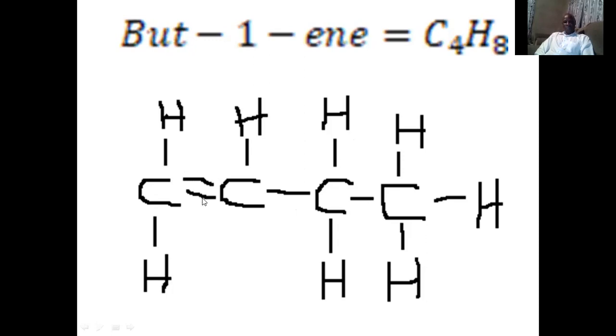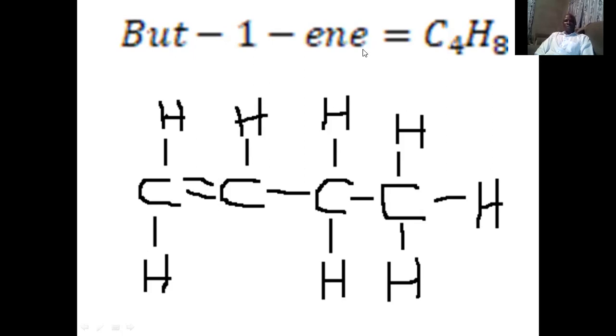1, 2, 3, 4. Around this one, 1, 2, 3, 4. Around this one, 1, 2, 3, 4. Around this one, 1, 2, 3, 4. And then wherever there is a bond, we can put the hydrogen atoms. And there should be 8 of them. 1, 2, 3, 4, 5, 6, 7, 8. So this one has the double bond on the first carbon, so even in the naming, it is but.